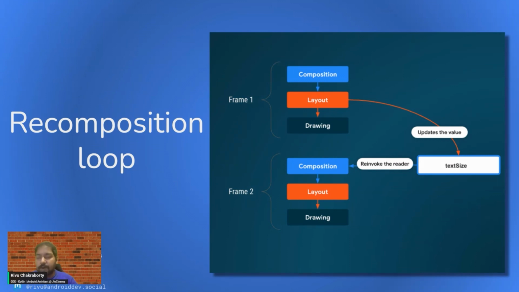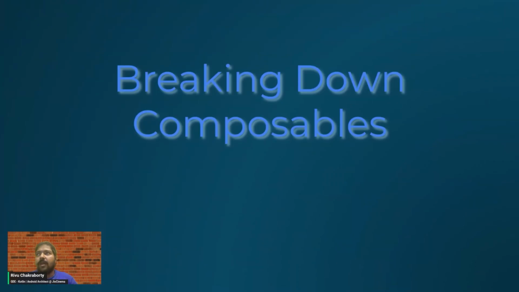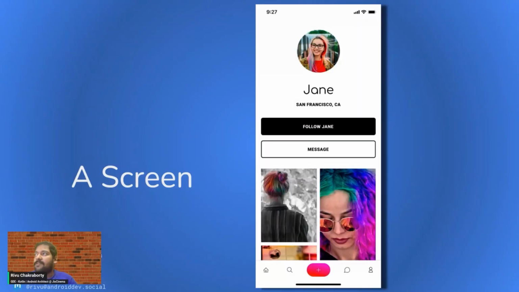So yeah, this is what recomposition loop is. Now let's try to figure out how to break down composables, right? So let's say we have a screen like this. This is a typical profile screen in any app. If you start with Figma, then this is the default app design that you will find with Figma, and I just took the profile screen from that. This is a typical profile screen with a bottom navigation, and then there is a list of posts.